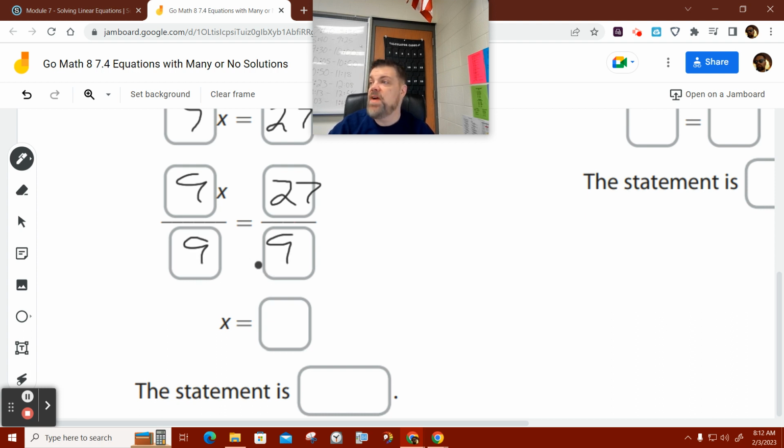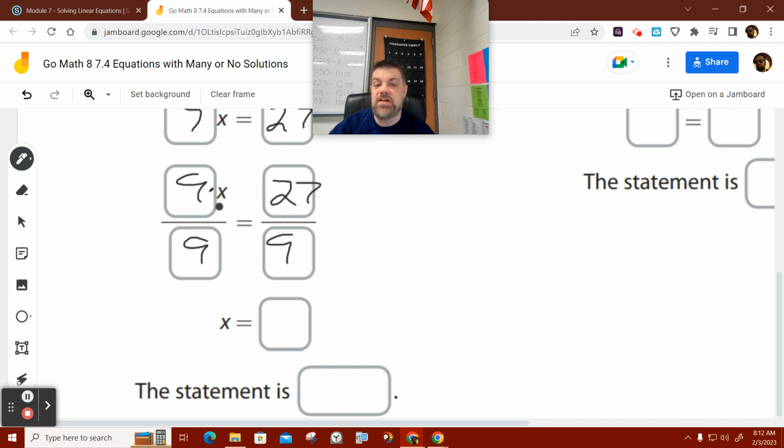Now, sometimes kids will write down the x, and then they'll say, well, 27, that's wrong, technically. I want to make sure that we're doing it correctly because when you do Algebra 2, you're going to do a lot of this stuff, and it has to be done correctly, okay? So because I only want to move the 9, I only divide by 9.